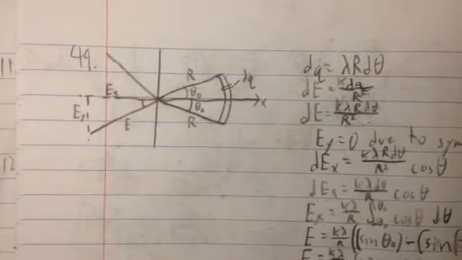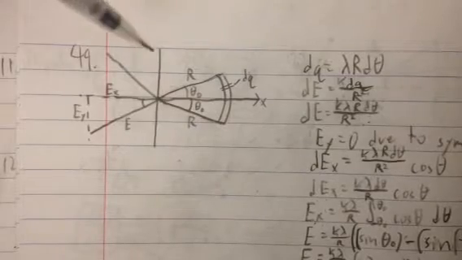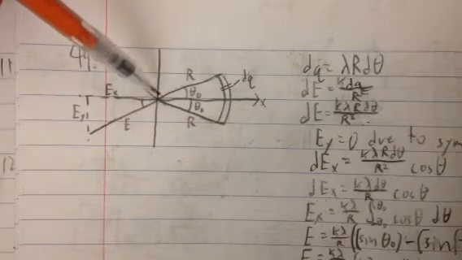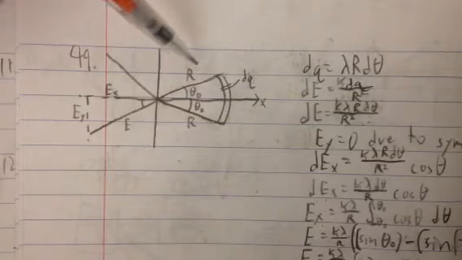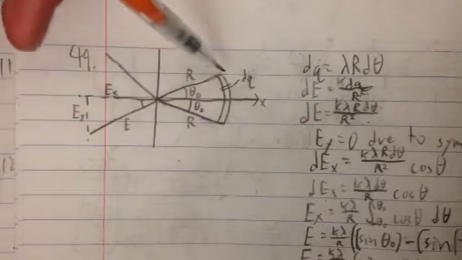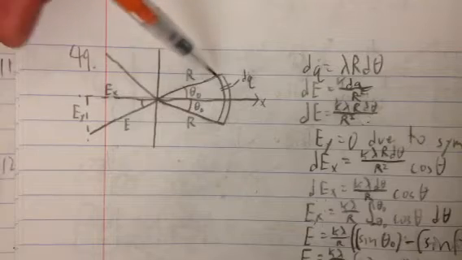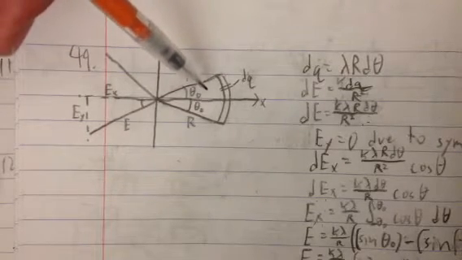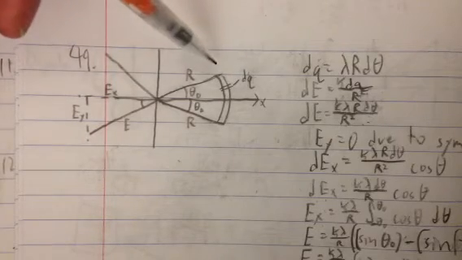Today I'll be talking about problem 49. Problem 49 is the one in which you're given a charged arc and you want to find the electric field at the origin. So we can say that the arc is r distance away from the origin at all places along this arc, and that theta initial is the angle between x and r.